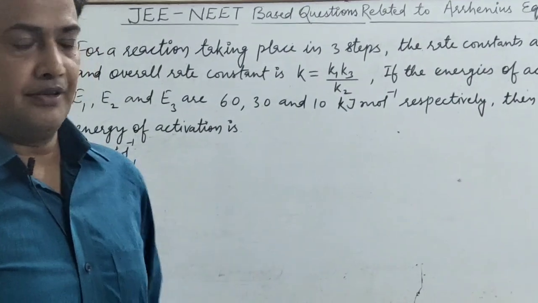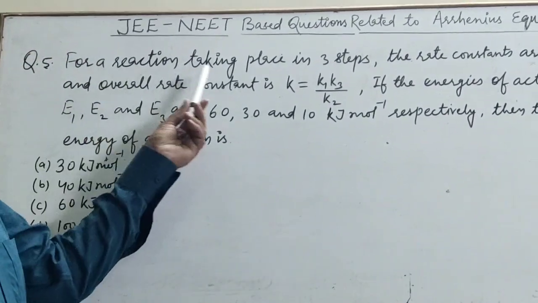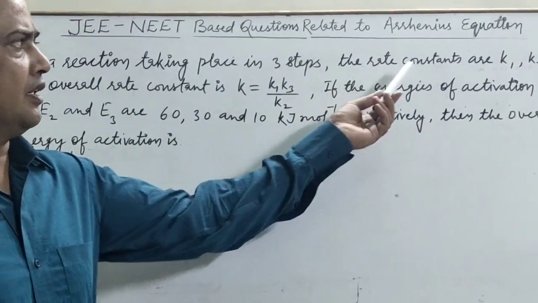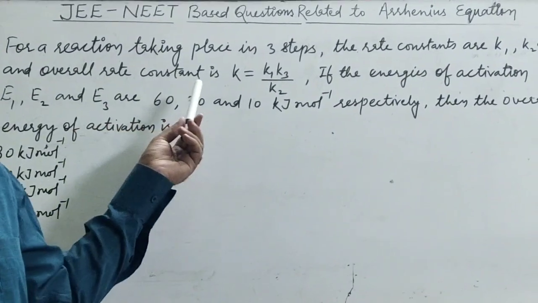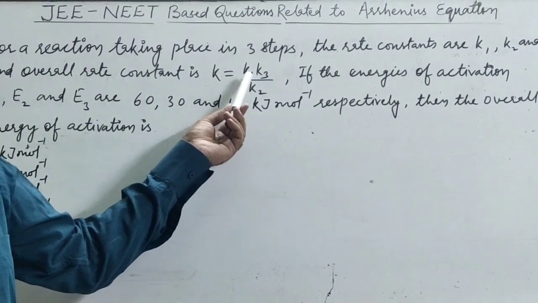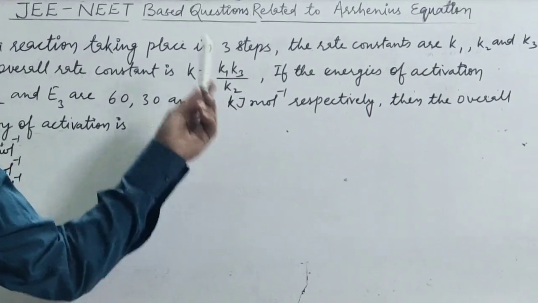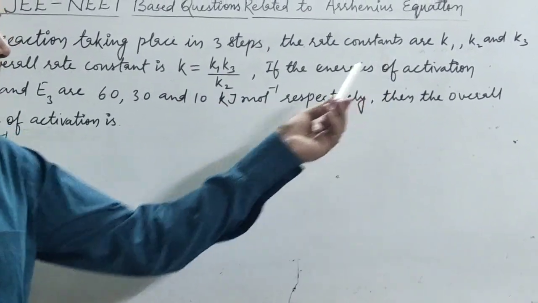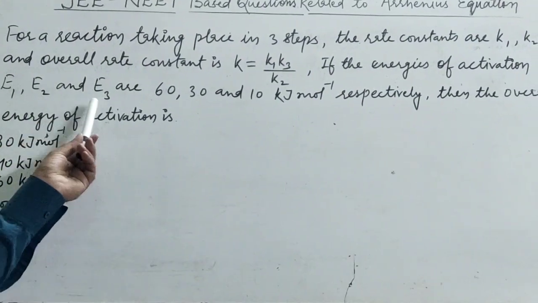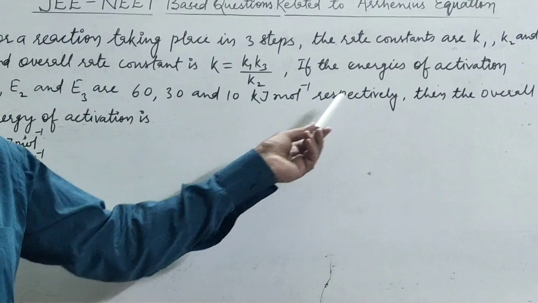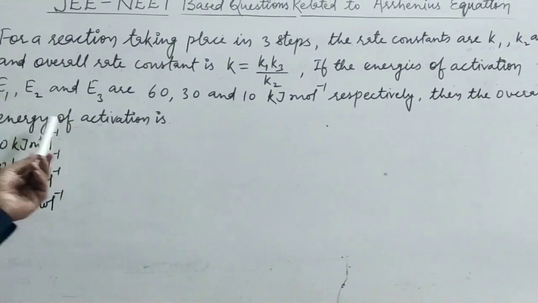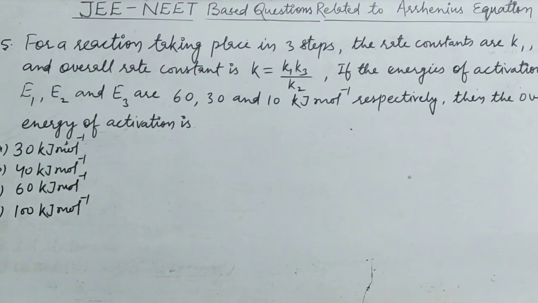Let's take the next question. For a reaction taking place in 3 steps, the rate constants are K1, K2 and K3, and the overall rate constant is K is equal to K1 into K3 upon K2. If the energies of activation E1, E2 and E3 are 60, 30 and 10 kilojoule per mole respectively, then the overall energy of activation is?